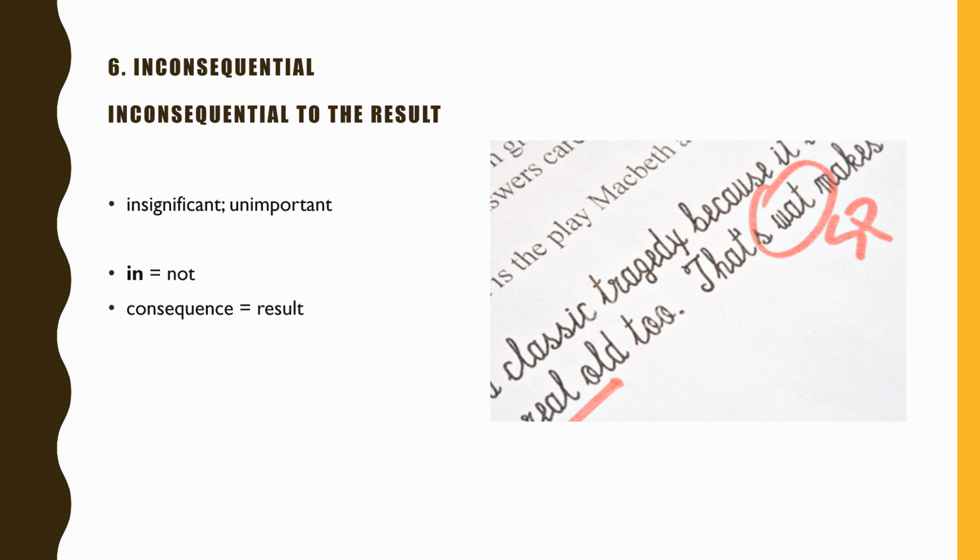In here means not, and consequence is the result, right? So it means it does not affect the consequence, the final result of whatever it is that we're trying to accomplish. Consequential will be the opposite. If some event is consequential, then it is important to the result. But here we're talking about something inconsequential to the result, so it is not important to the result.